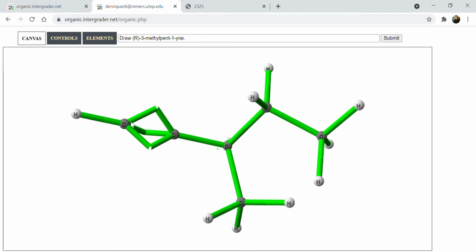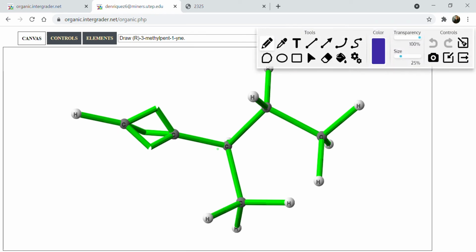So this is the only one that I'll do the drawing with. So we know our lowest priority is the hydrogen in the back, and this is going to be the second to lowest, because when we go out, we all have 1 carbon, 1 carbon, 1 carbon, and then I'll change colors.